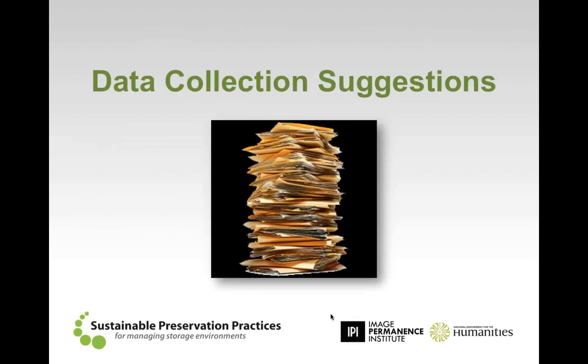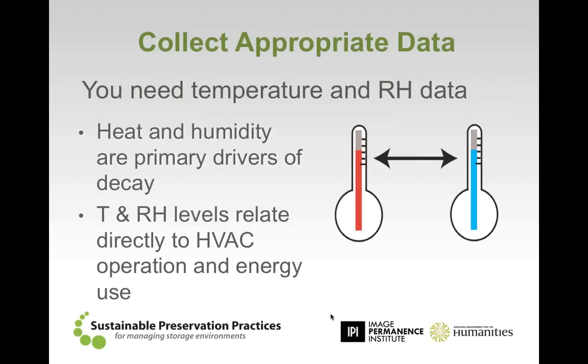I'm going to step into the realm of data collection with just a few best practices and a few ideas. Collecting your appropriate data. Now, light matters, we know that. However, in this talk, at IPI, we focus more on temperature and relative humidity. Temperature and humidity are going to be your primary drivers of decay. They directly relate to the metrics of natural aging, mechanical and biological damage, and metal corrosion. And those temperature and relative humidity levels also directly relate to your HVAC and energy use.